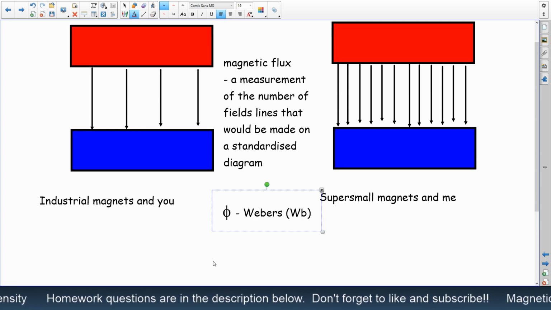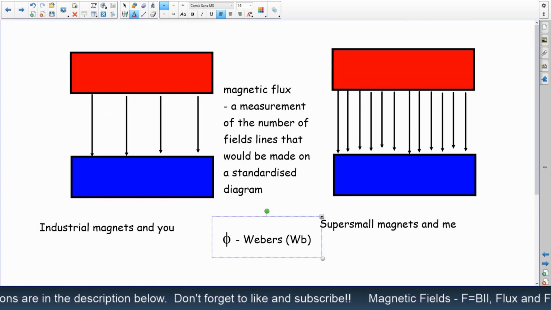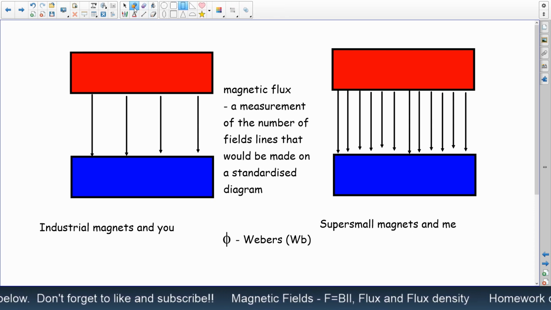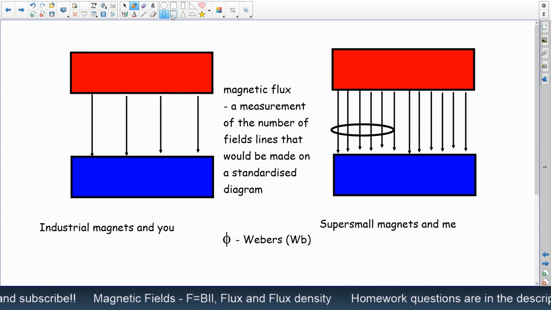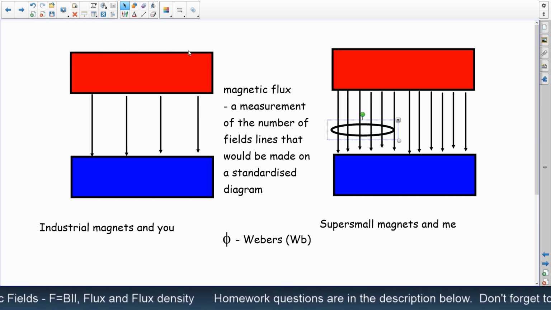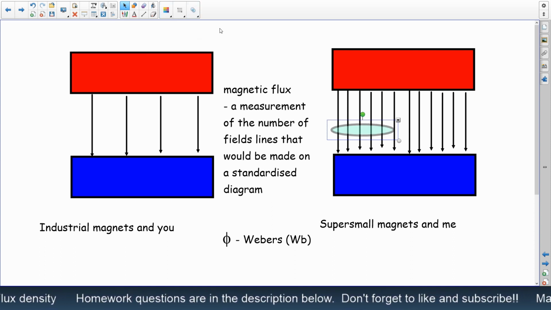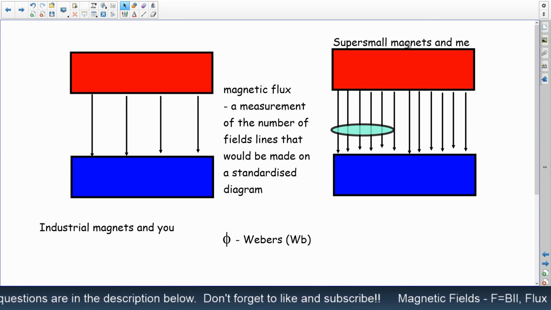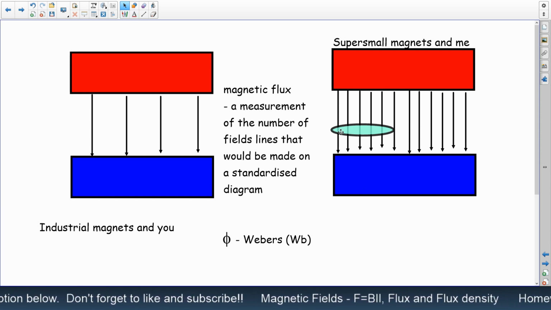It just tells you about the number of field lines, and in itself is not a particularly useful unit. However, it does become extremely useful a little bit later. If I were to say, right, how many field lines are there in this area here? Let's fill that in there. How many field lines are actually traveling through that area there? Then I would get the number of field lines over a given area, and that would give me a measurement of the density of the field lines.